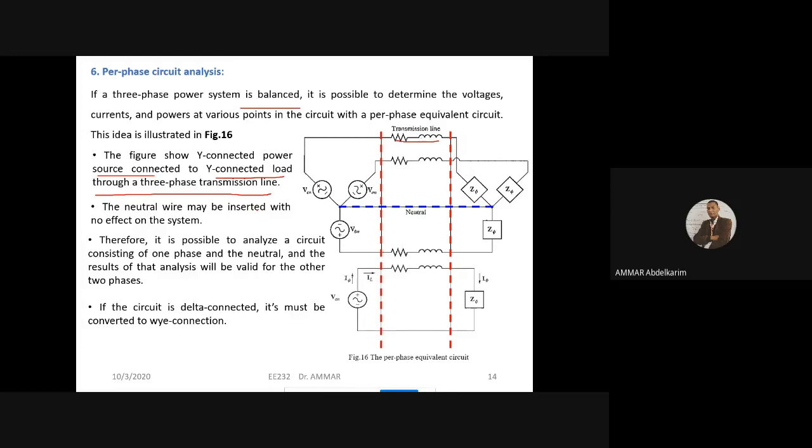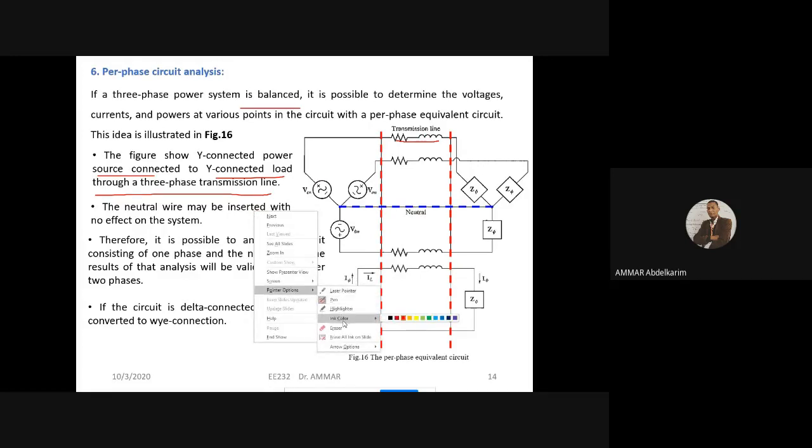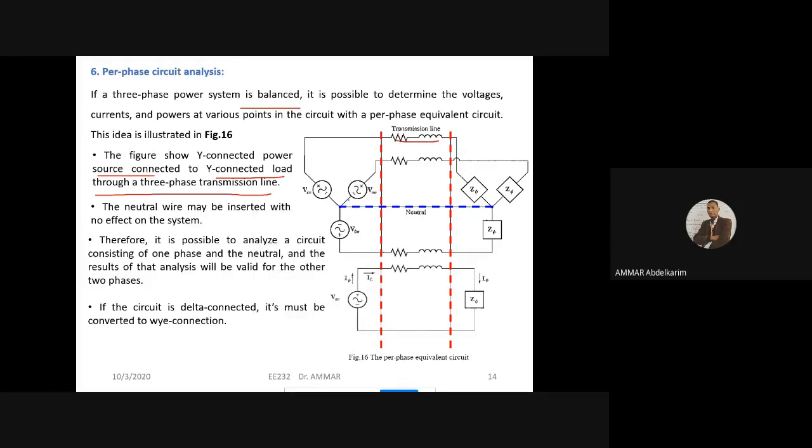Okay, so when we are going to simplify this system, firstly, if we don't have the neutral, we have to add it, because in a balanced system the presence or the absence of the neutral or the ground does not have an effect on the system, if the system is balanced, of course. So if it's not added, we add the neutral line or wire.